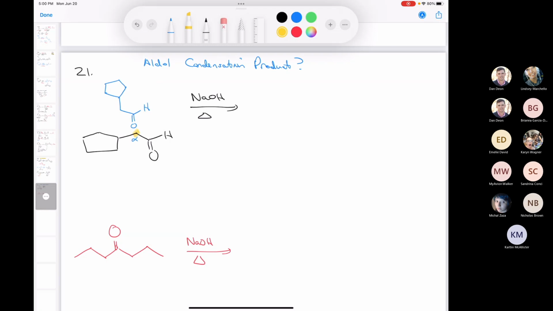So the double bond will be between the alpha carbon and the carbonyl carbon. And therefore, the product is going to look like this. So this is our aldol condensation reaction. So we end up with an alpha beta unsaturated carbonyl. This is an alpha beta unsaturated aldehyde. And there we go. There's our 5-membered ring. And there's our final product.